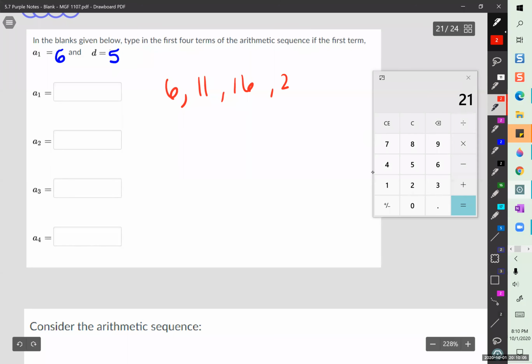So do y'all agree with 6, 11, 16, and 21? Now, the one thing to keep in mind is we do type 6 in for the first blank, even though they gave us this, it's just kind of a freebie that goes in the first blank because it's the first term. Key phrase was arithmetic, and then they gave us the first term and the common difference. So good job.